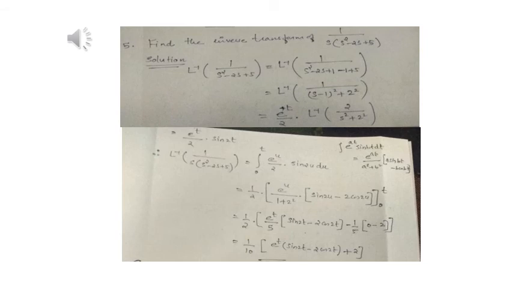So now you have to add a 1 and subtract a 1. Okay, so it is L inverse of 1 by s square minus 2s plus 1 minus 1 plus 5. Okay, so now this s square minus 2s plus 1 is s minus 1 the whole square, and the rest is 4, which is 2 square. Okay, so that is L inverse of 1 by s minus 1 the whole square plus 2 square.